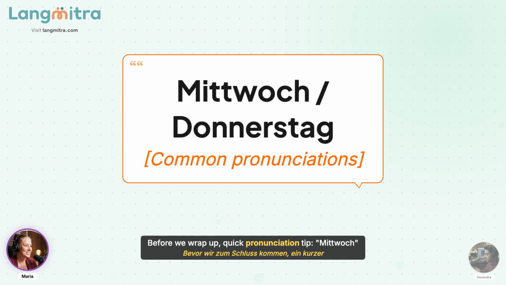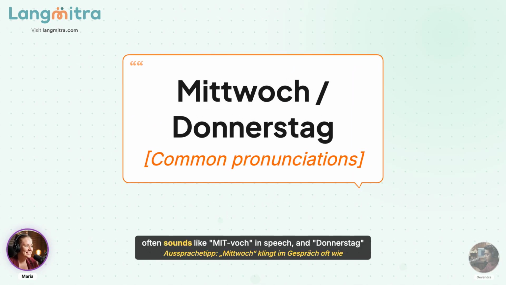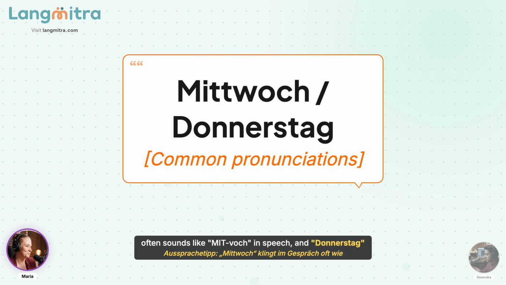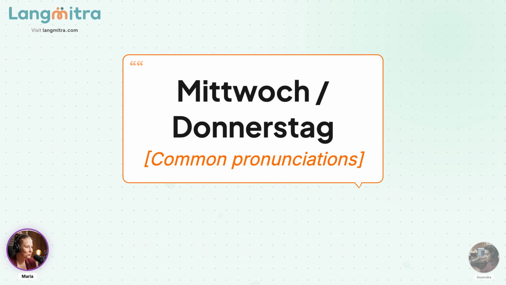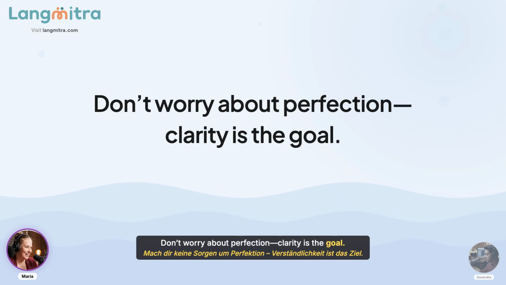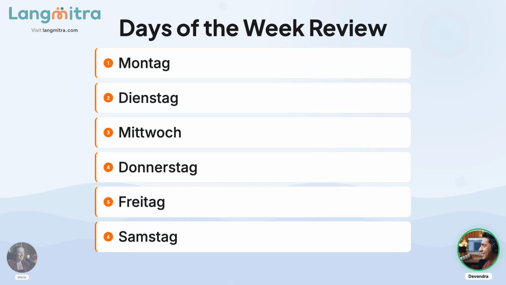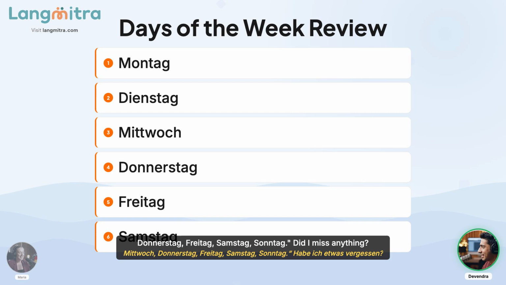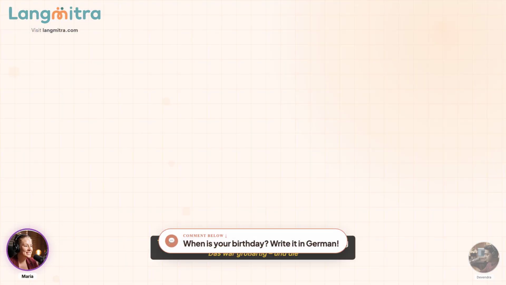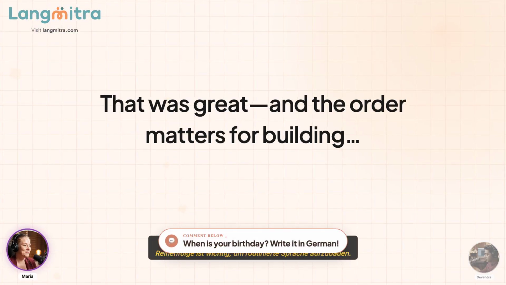Before we wrap up, quick pronunciation tip. Mittwoch often sounds like Mittwoch in speech, and Donnerstag has that strong Donner sound. Don't worry about perfection. Clarity is the goal. I'll practice them in order. Montag, Dienstag, Mittwoch, Donnerstag, Freitag, Samstag, Sonntag. Did I miss anything? That was great, and the order matters for building routine language.